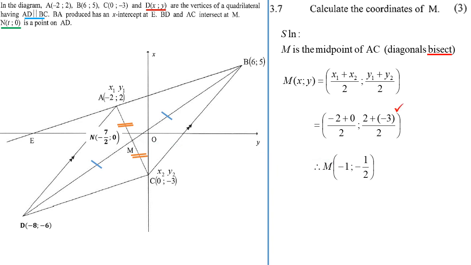You get a mark for substituting into the correct formula. You get a mark for the value of X, and then you also get a mark for the value of Y, because the question says calculate the coordinates, and coordinates must be the value of X and Y. So you must get credit for each coordinate. Very simple. That is how you get your 3 marks.